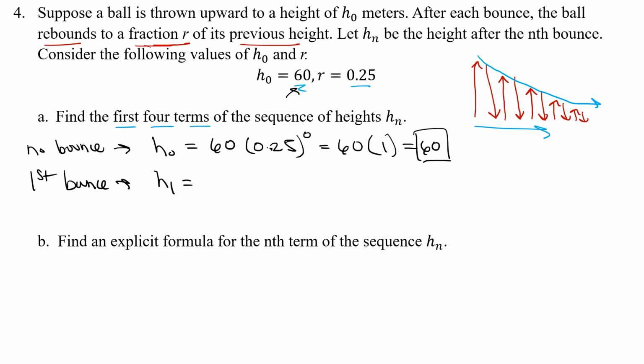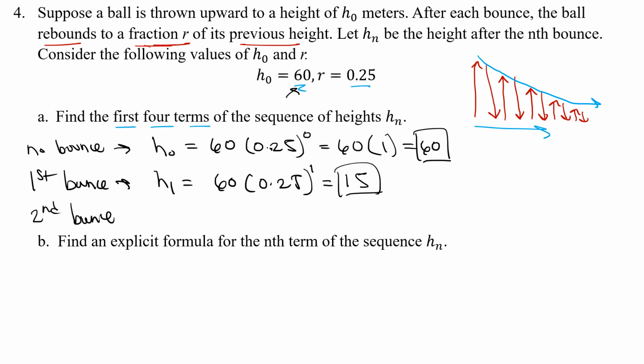Well, what happens if we have the first bounce? Now it will rebound to a quarter of its height. So let's see what that would be. We simply raise 0.25 to the first power, multiply that by 60, and you'll see that you get simply 15 meters. That would be the height right after it does that first bounce.